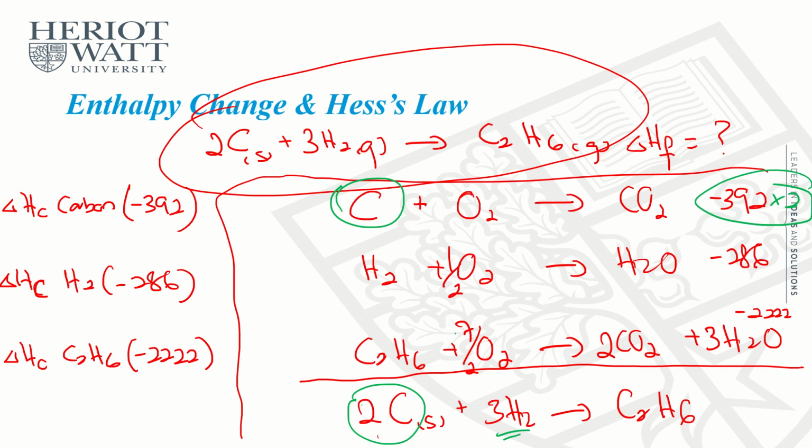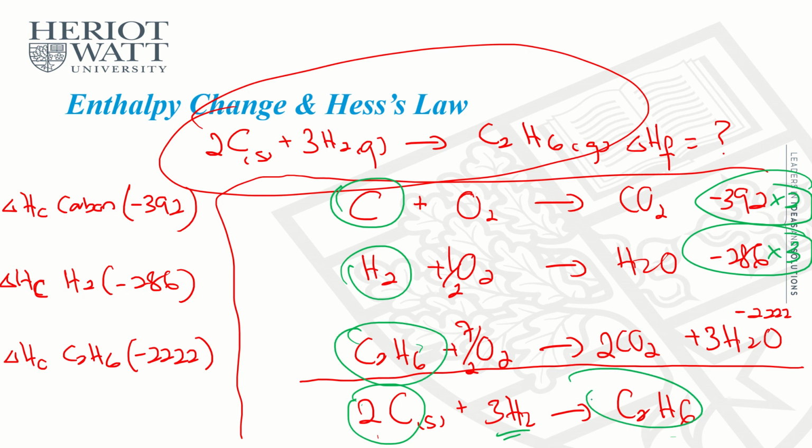Next, hydrogen. Where is hydrogen? Here. I have 3 hydrogen, here only have 1. Both on the same side, reactant. Don't change the sign, but just times 3. All right, and last one, we have C2H6. Where do I get C2H6? Here. Both 1 mole, but one is a product, one is a reactant. So we have to change the sign from negative to positive. Circle this value.